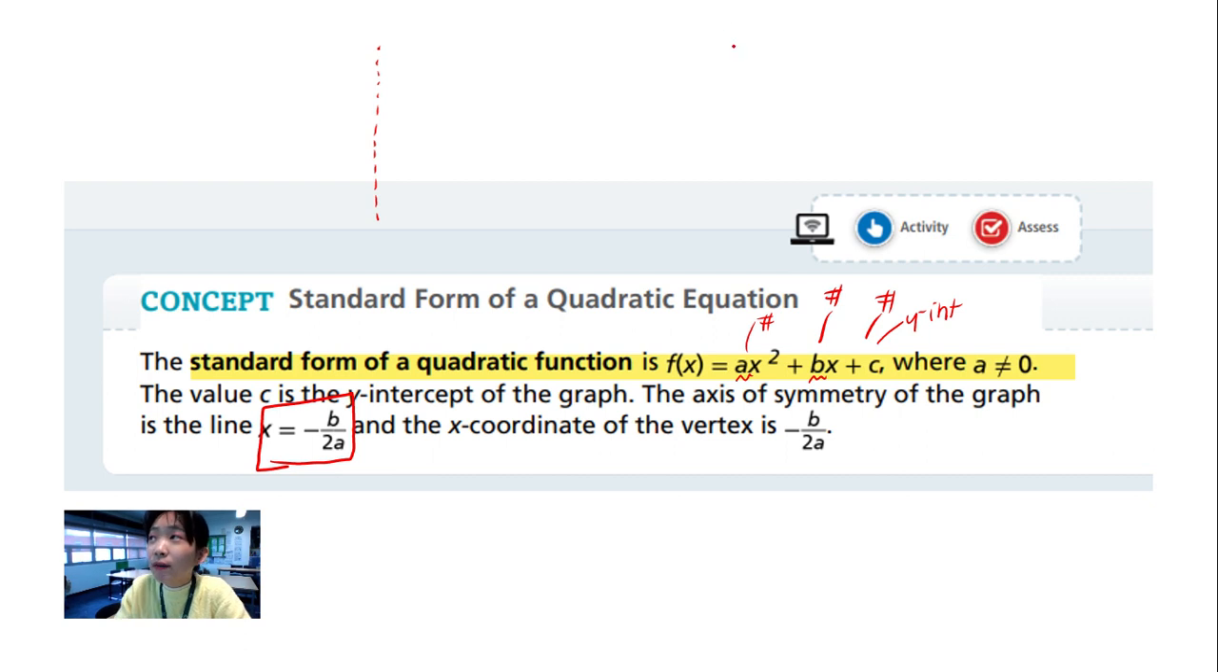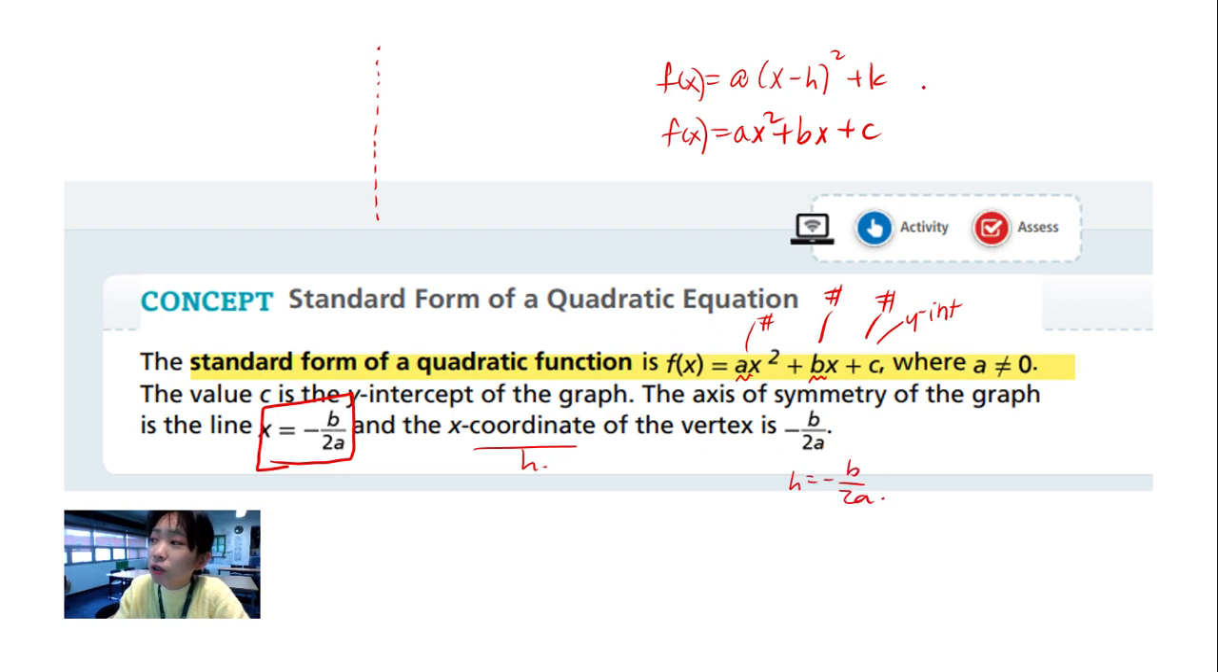So if we don't have the form a(x minus h) squared plus k, and we see this other form instead, we can't really see h and k right away, right? In this situation, your h, the x-coordinate of the vertex, is negative b over 2a. Please keep that in mind. Take a note of this, and we're going to use that throughout this lesson.